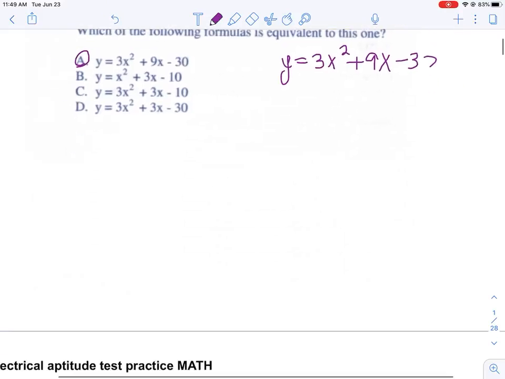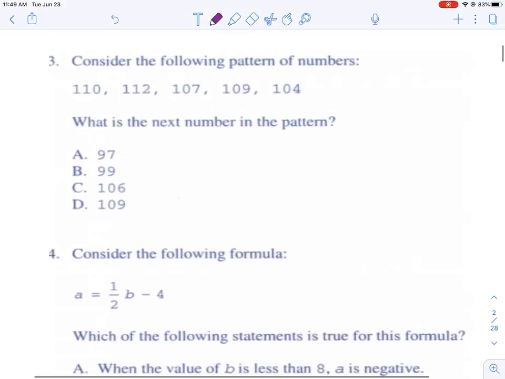So there's that one. Let's look at number 3. Consider the following pattern of numbers. What is the next number in the pattern?